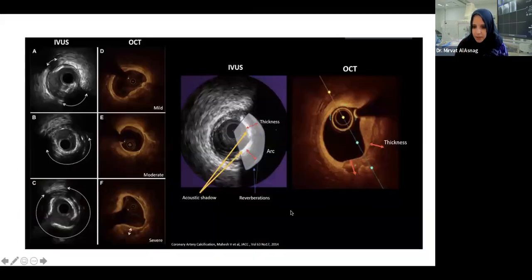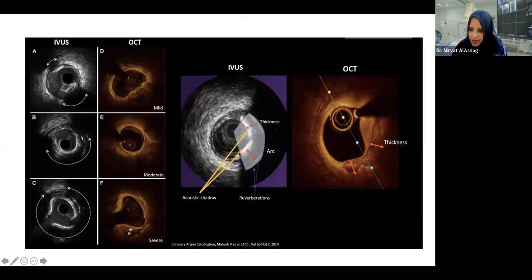I'm just going to keep moving on. Again, this is a really nice paper. You look at it over here. What you want to be looking at is exactly what I just showed you a few minutes ago. You're looking at the calcium and whether the arc of the calcium is eccentric or concentric, but you're also looking at whether it is deep or superficial and its thickness, like the bottom slide, number F.